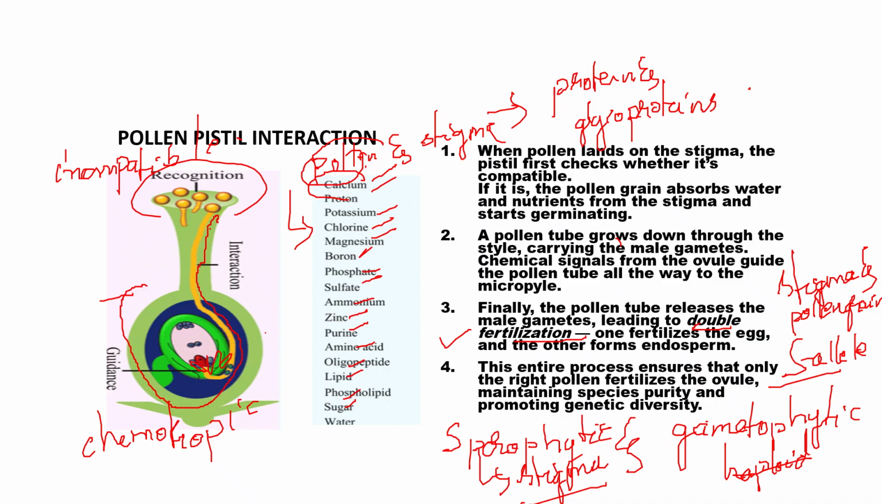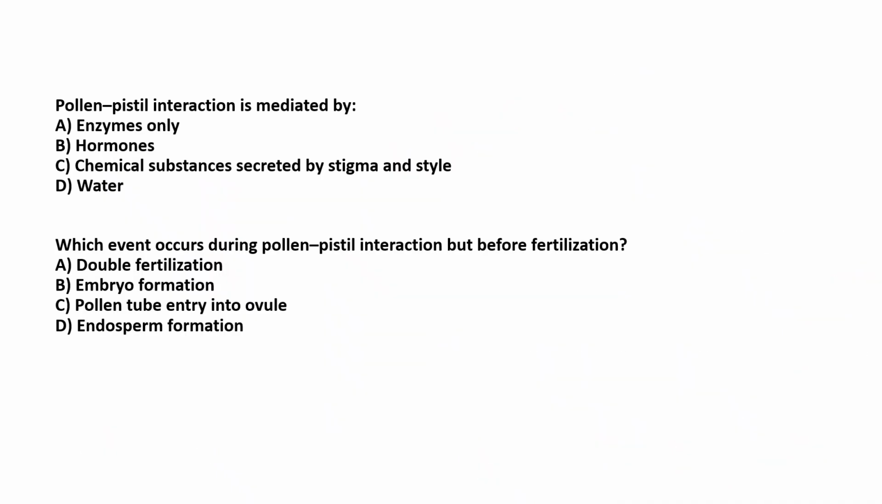So coming to the MCQ questions: the pollen-pistil interaction is mediated by what? Enzymes, hormones, chemical substances secreted by stigma and style, or water? The pollen-pistil interaction is mediated by chemical substances. It is not by enzymes, it is not by hormones, it is not by water.